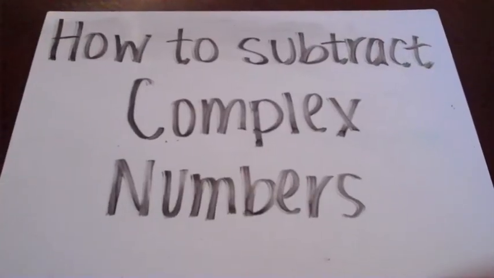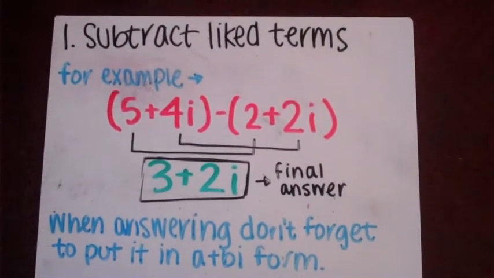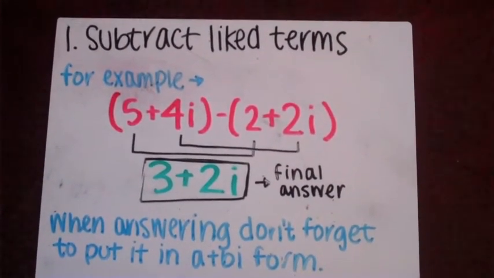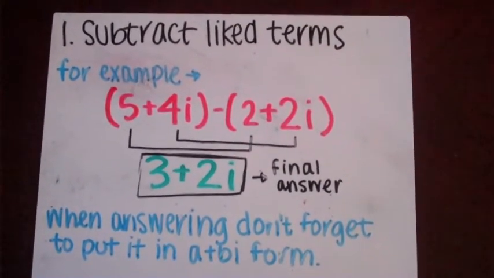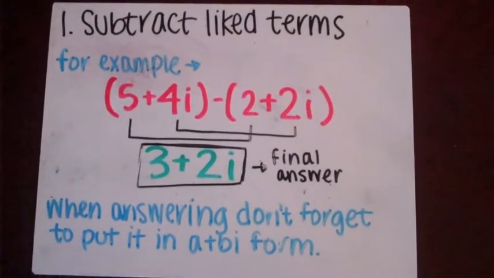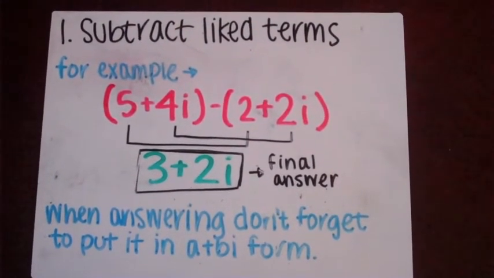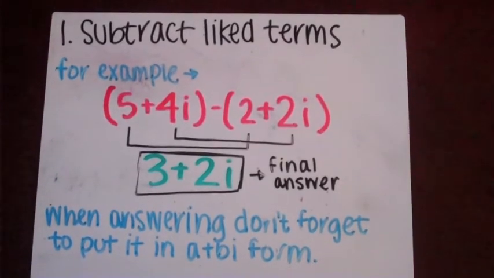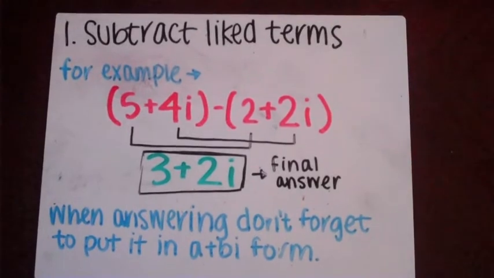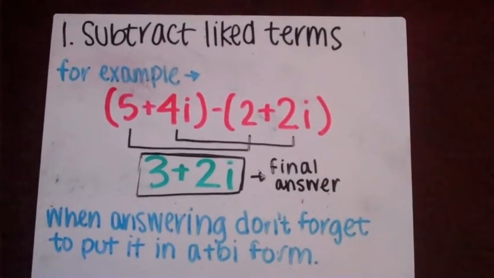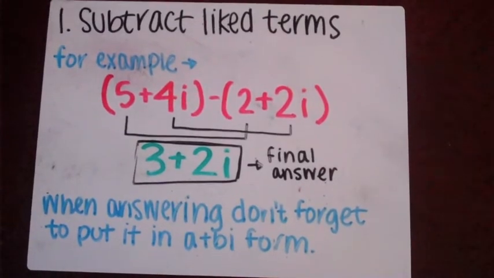How to subtract complex numbers. When subtracting complex numbers, first you subtract like terms. For example, in the equation 5 plus 4i in parentheses minus 2 plus 2i in parentheses, you have to subtract like terms. So that means that you would do 5 minus 2, which would get 3, and then 4i minus 2i, which would get 2i, which makes your final answer 3 plus 2i. When answering, don't forget to put it in a plus bi form.